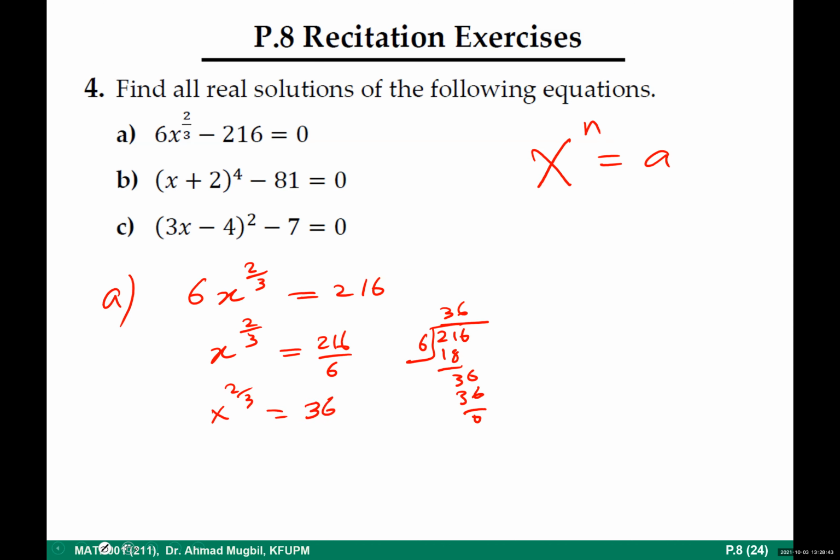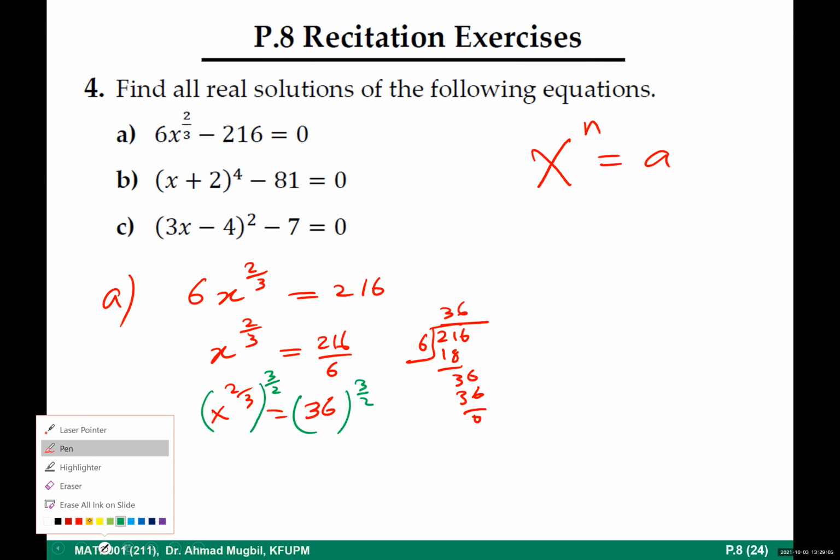Now, what will we do in this step? We will raise both sides to the reciprocal. We have here 2 over 3, so it will be what? This is equivalent to cubing both sides, then taking the square root. So you need to do what? Cube both sides, then take the square root. This is equivalent to raising both sides to the power 3 over 2, which is the reciprocal of the power that we have. Now, what do we have here? Cancellation.